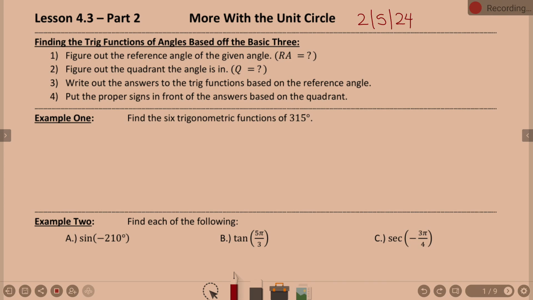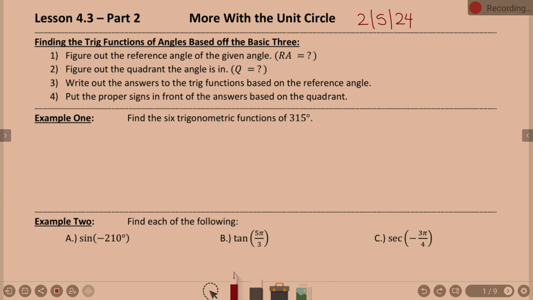Okay, so there's kind of some steps here to help you think it out. First of all, we're going to figure out the reference angle. Probably along that same time, I feel like we figure out the quadrant, because you're trying to locate the quadrants, you figure out what your reference angle is. We're going to write out the answers to the trig function based on that reference angle. So our reference angles today are going to be 3 familiar numbers, 30, 45, and 60 degrees. Okay, and then we're going to put the proper signs. So remember, all students take calculus. We're going to use that to figure out which trig functions are positive or negative.